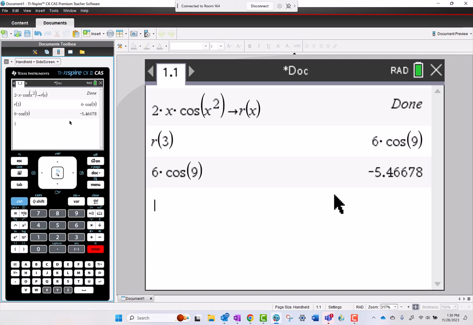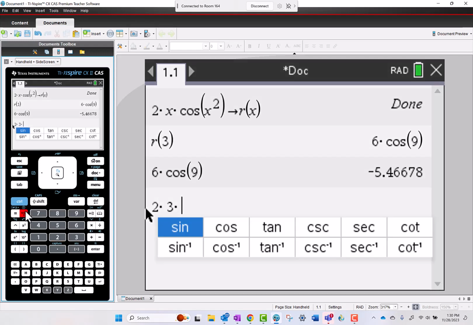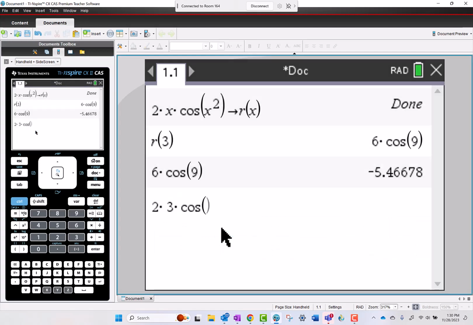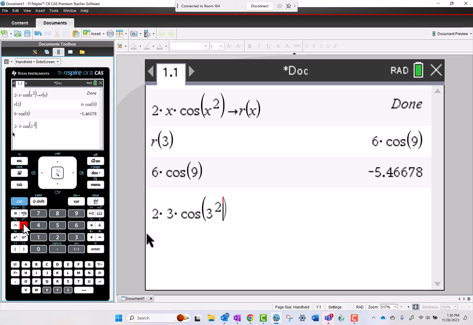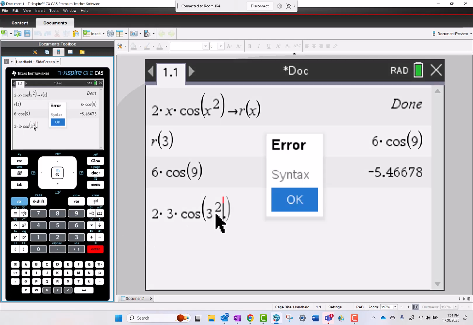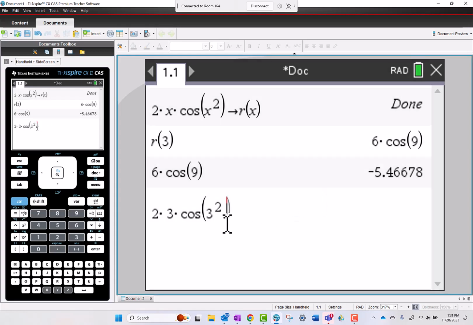So here's what we'd have to do if we didn't store it. We'd have to do 2 times, and then plug a 3 in, times, and then put a cosine in, and then 3 squared. And then I'm going to put a decimal there so it will give me a decimal. Oh, it doesn't like the decimal there. Okay. So we'll just do Control Enter.